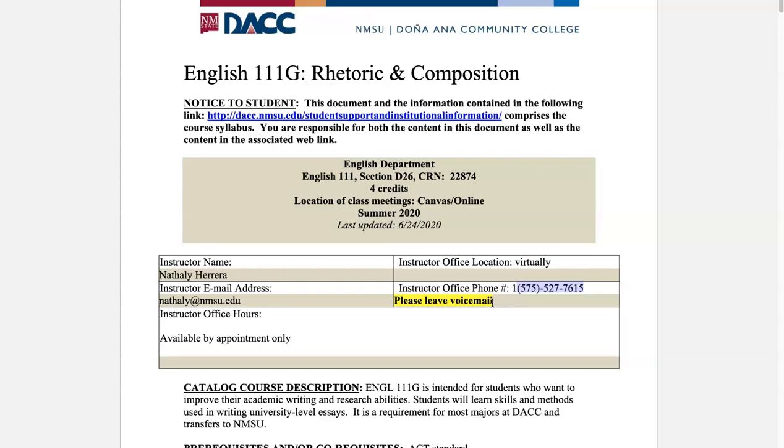However, the best way to contact me is through email, and you can email me at natalie@nmsu.edu or through the Canvas inbox. Those are the two best ways to contact me. But like I said, if you really need to talk to me over the phone or anything like that, you can call my office number, and those calls get forwarded to me.